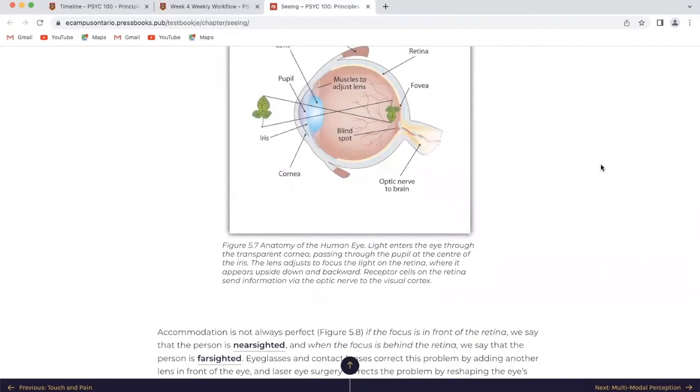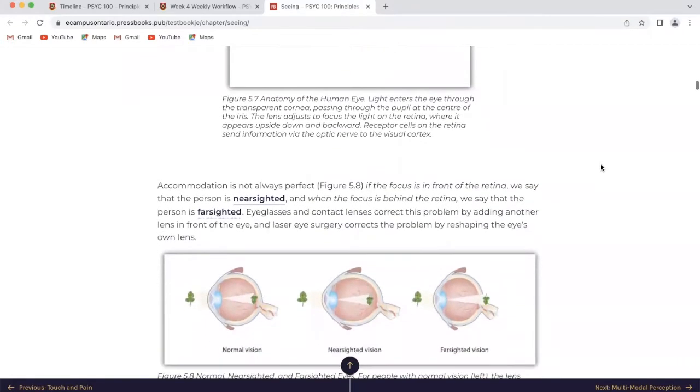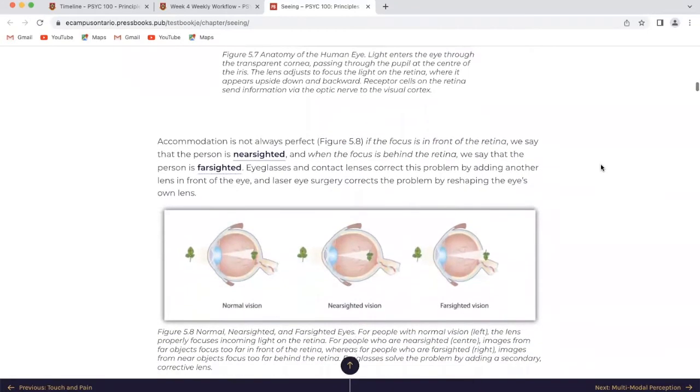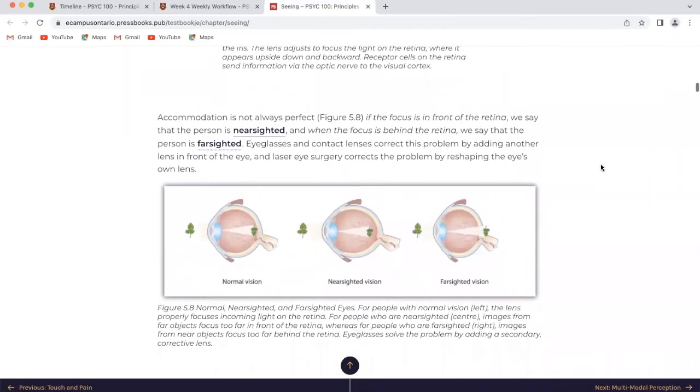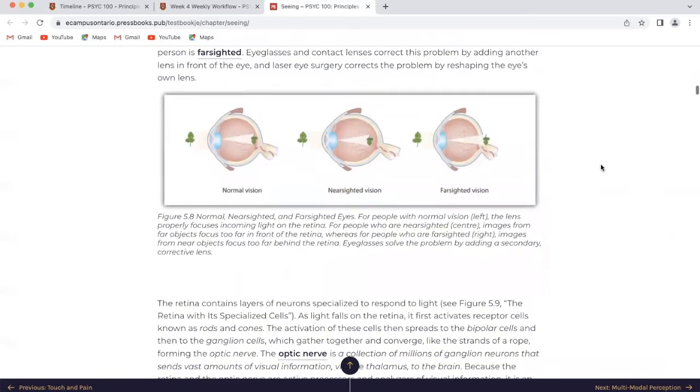Accommodation is not always perfect. If the focus is in front of the retina, and we have a new visual here as well, we say that the person is nearsighted, and when the focus is behind the retina, we say that the person is farsighted. Eyeglasses and contact lenses correct this problem by adding another lens in front of the eye, and laser eye surgery corrects the problem by reshaping the eye's own lens.